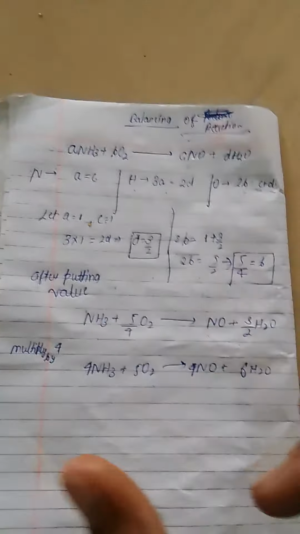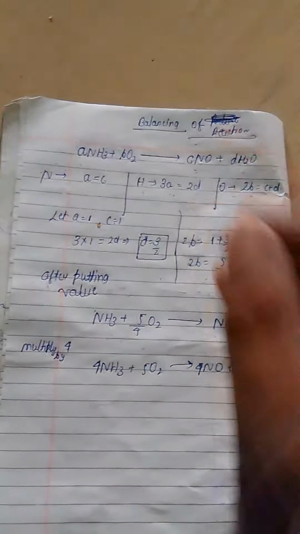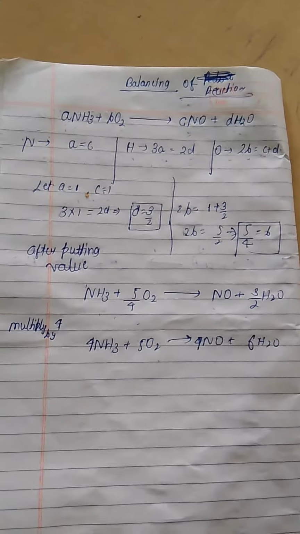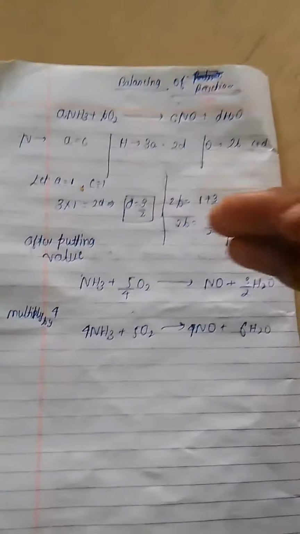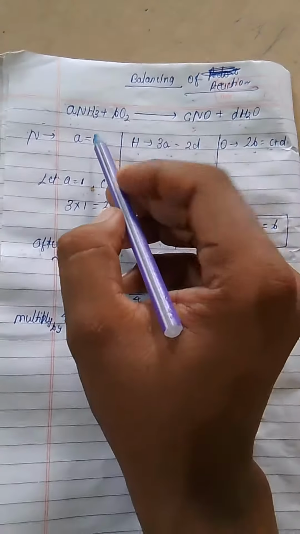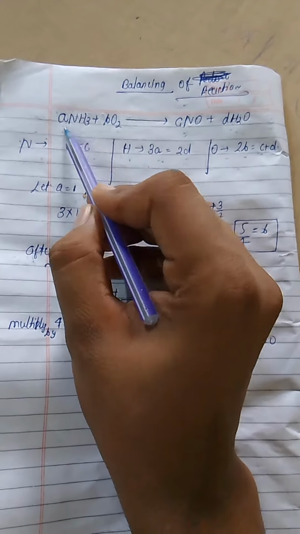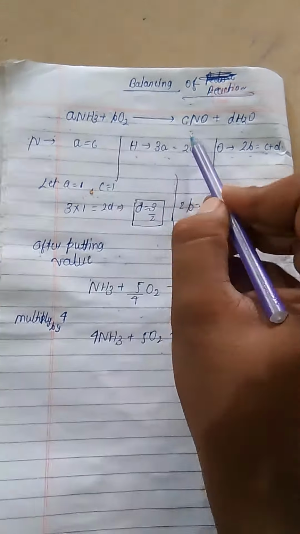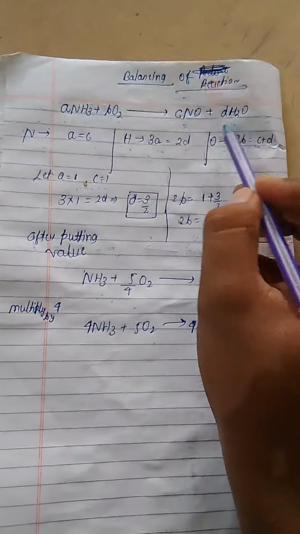To balance the chemical reaction with this method, you just have to assume the coefficients of the products as well as the coefficients of the reactants. So here I have assumed the coefficient of NH3 is A, the coefficient of O2 is B, the coefficient of NO is C, and the coefficient of H2O is D.